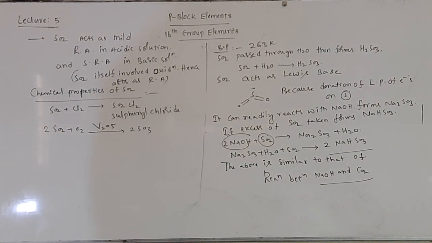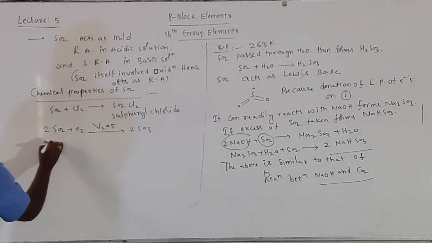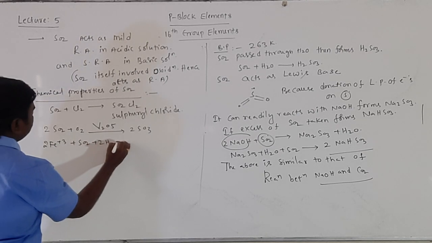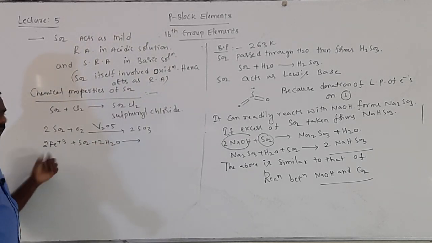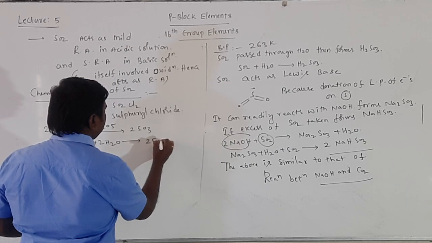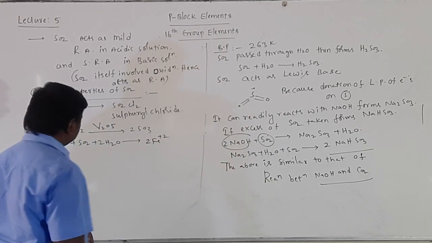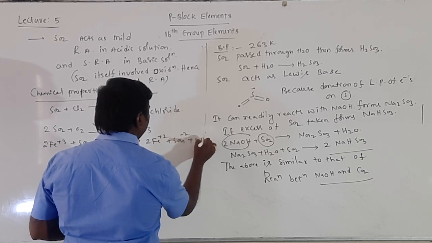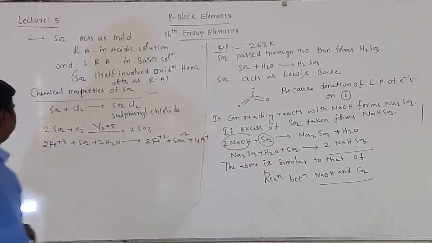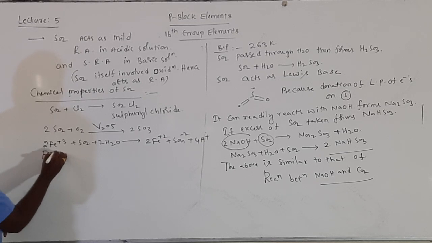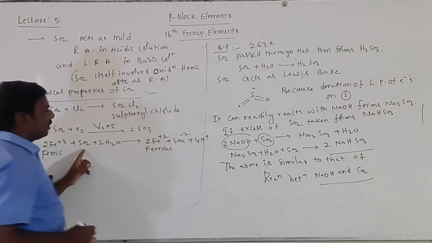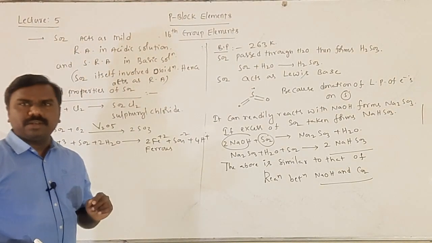Next, 2Fe3+ plus SO2 plus 2H2O. Ferric salt it is. Then becomes 2Fe2+ and SO4 2- plus 4H+. Students, ferric is reduced to ferrous by sulfur dioxide, hence acting as a reducing agent.